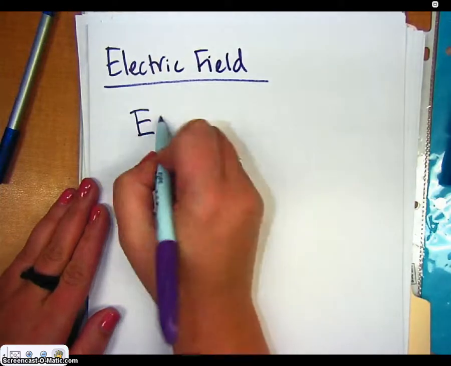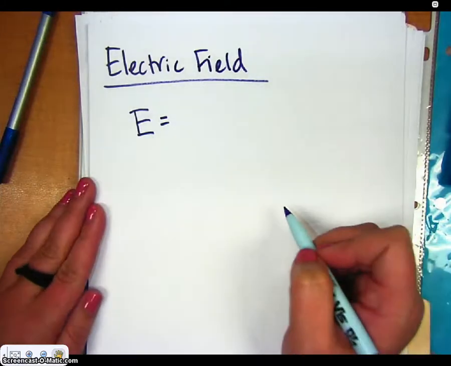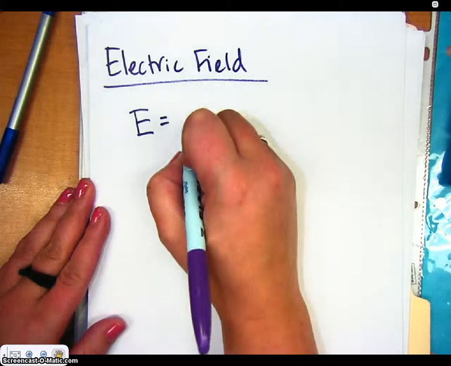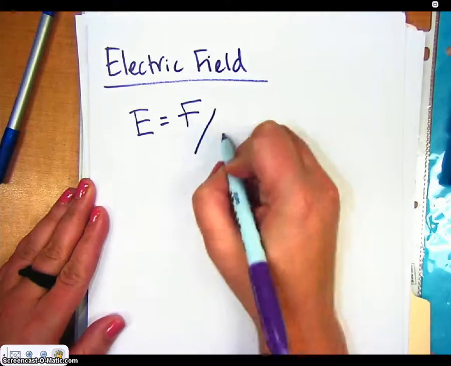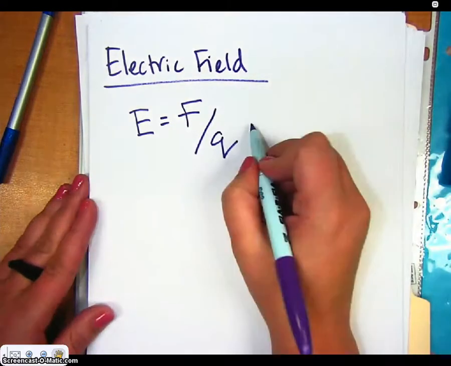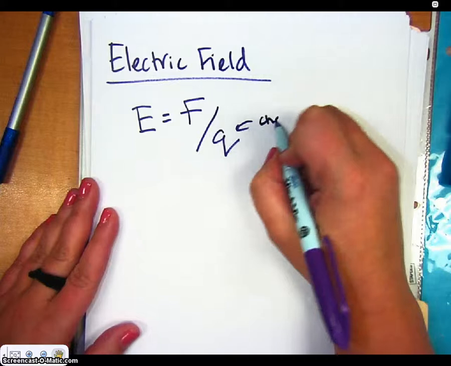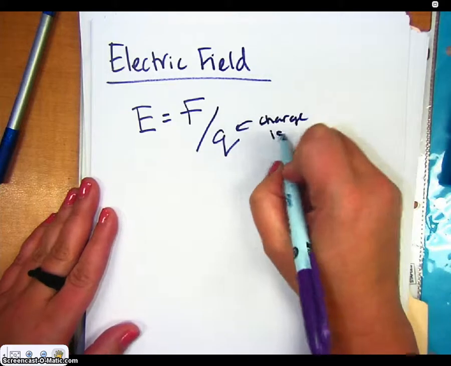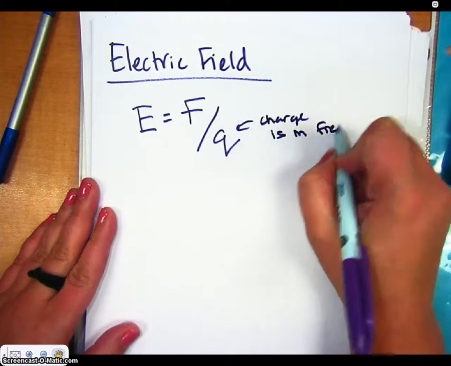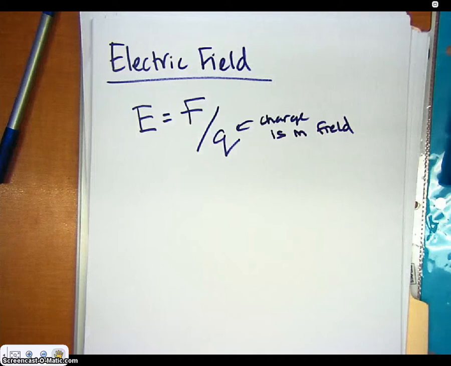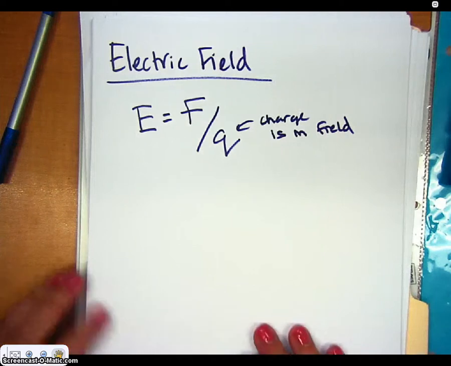So an electric field is calculated by saying that E, which is the electric field, is equal to force per unit charge. And this is the charge that is in the field, right? That's being created by another object.